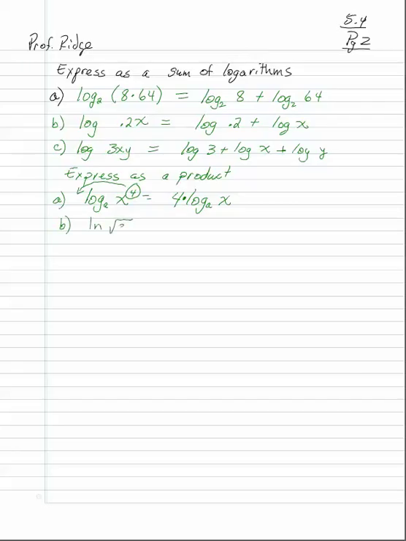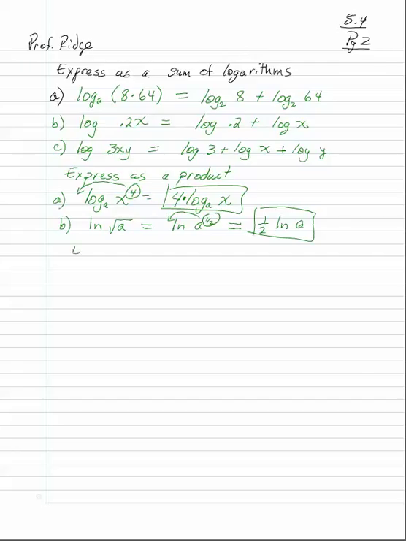Now this one usually gives people trouble. Log of square root of a. And you've got to remember that square root is the 1/2 power. So now I can bring that power out in front and have it 1/2 natural log of a. And again, I don't need to put the dot there. It's there.